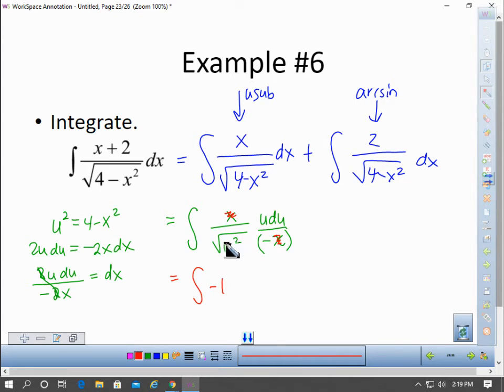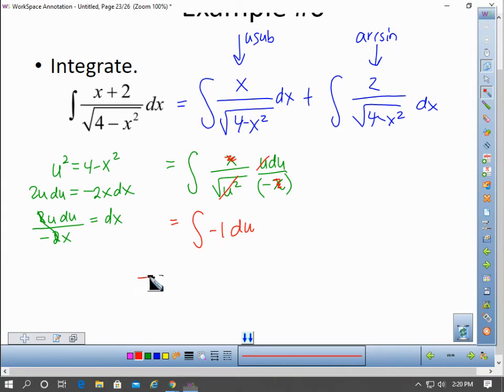And then with my u's, what have I got going on here? This is a square root of u squared, so that's u, and it's in the denominator, and it's going to cancel with this u that's in the numerator. So the u term is gone, so all I'm left with is a negative 1 du. Look at that. All right, so then I'm doing the antiderivative. So the antiderivative of negative 1 in terms of u's is a negative u, and we'll put the plus c at the end when we're done.